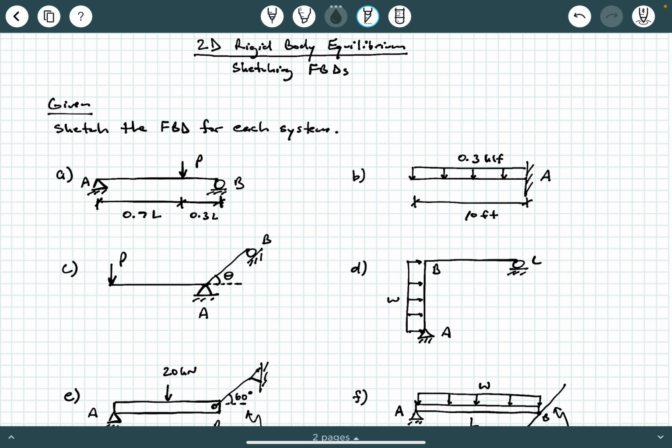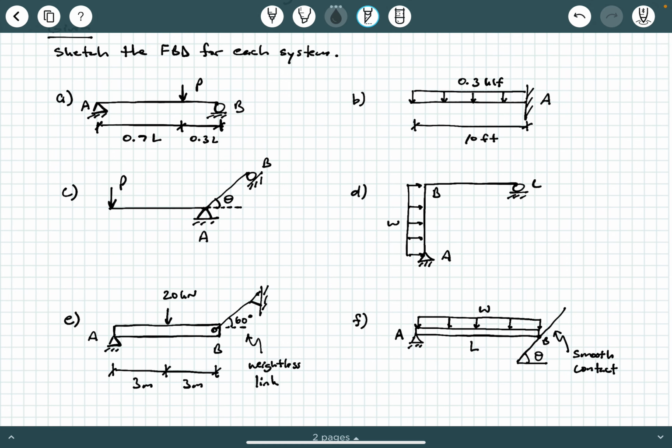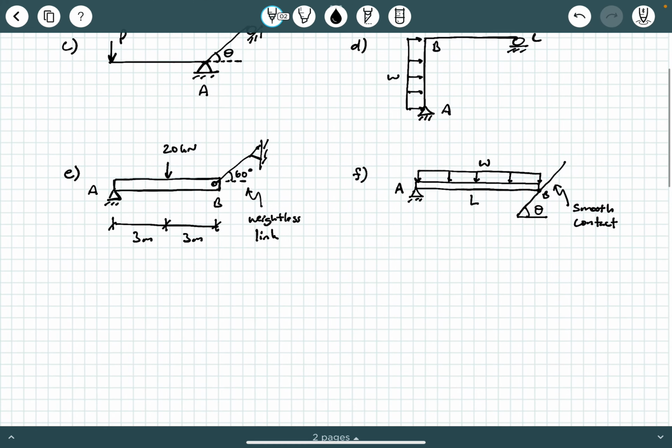In the given information, we're being asked to sketch the free body diagram, or as we abbreviate it sometimes, FBD, for each system. Here we've got 6 systems that we were given: A, B, C, D, E, and F. So we're going to sketch the free body diagrams of each one of these 6 systems, but we're not going to do anything else. We don't have to solve for unknown reactions. All this is just to practice sketching free body diagrams. So let's get started on the solution.